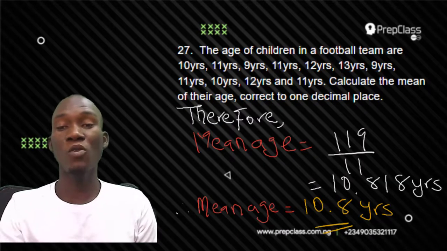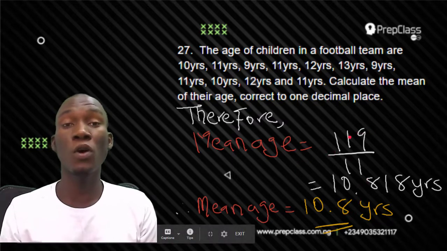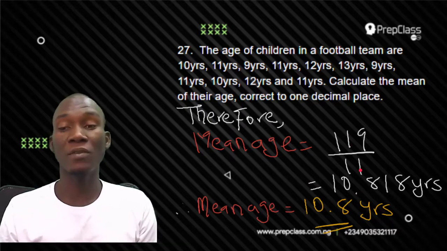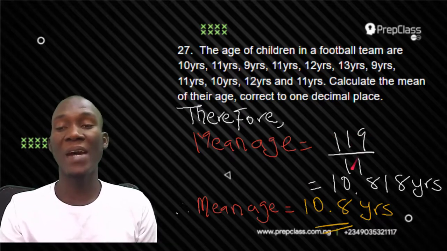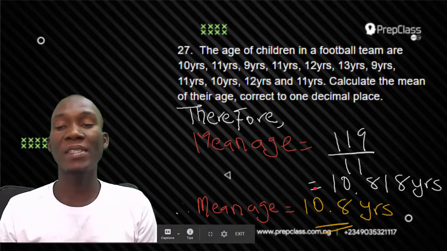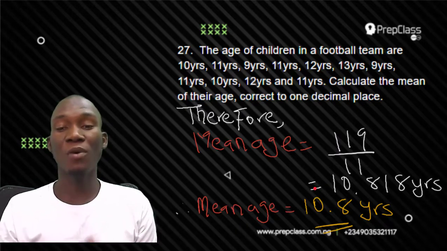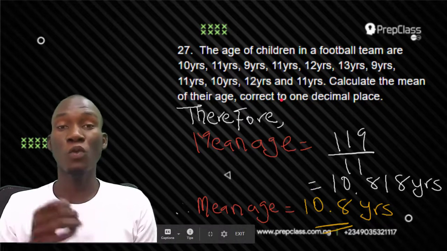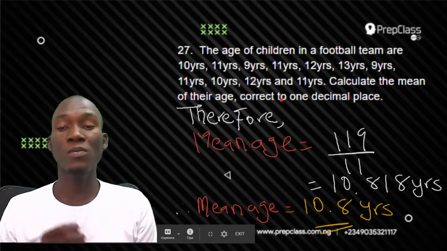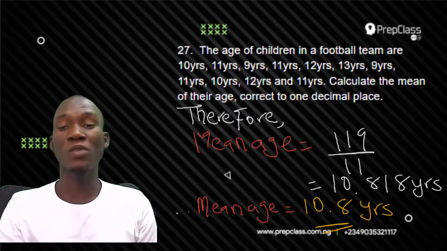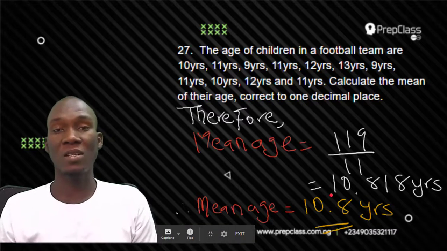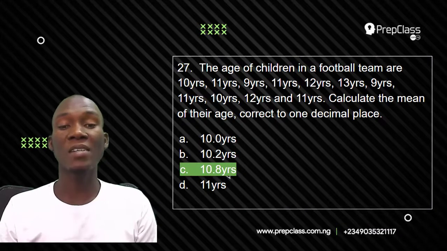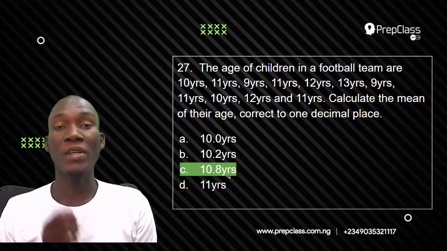Now mean age is going to be equal to the sum of ages, that is 119, divided by the number of children, which is 11. So when we divide 119 by 11, we are going to get 10.818 years. Now, 10.818 years to one decimal place, because that is what the question wants us to do. We have to correct to one decimal place. So correcting to one decimal place, we have 10.8 years. So this means that the mean age is 10.8 years, and the correct answer is option C, 10.8 years.